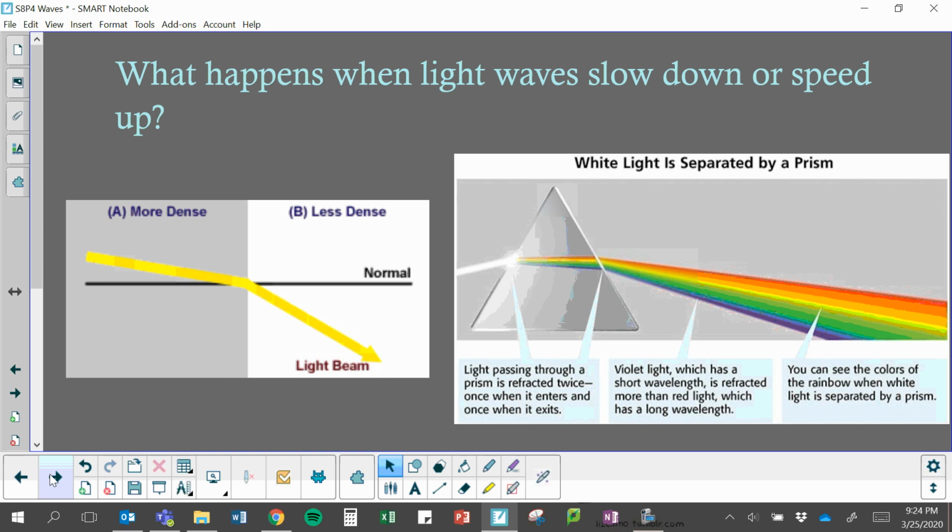Okay, so what happens when light waves slow down or speed up? So remember, if some light goes through a different medium that is more dense or less dense, it can make the light waves slow down or speed up. And when it does this, the light starts to bend, the wave bends, and we're able to see all the different wavelengths of light. So this is like a prism. So this is refraction, where the light is bending.